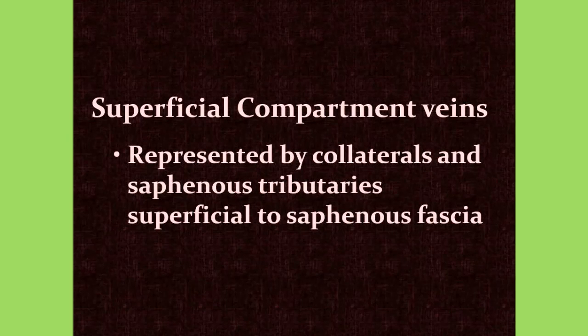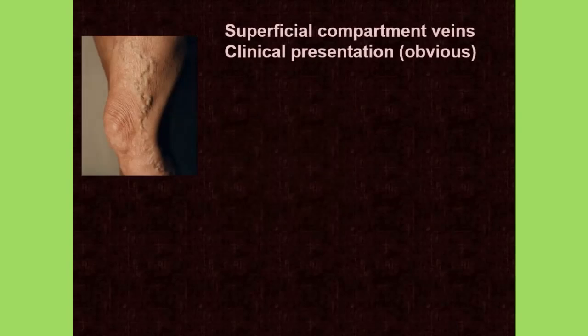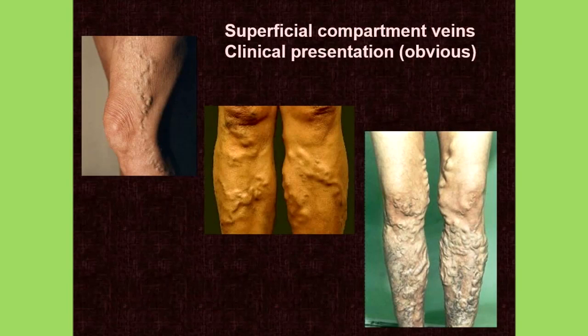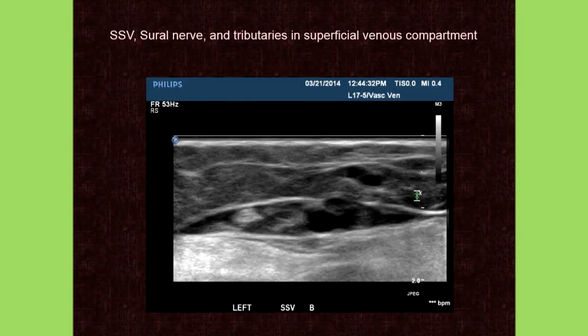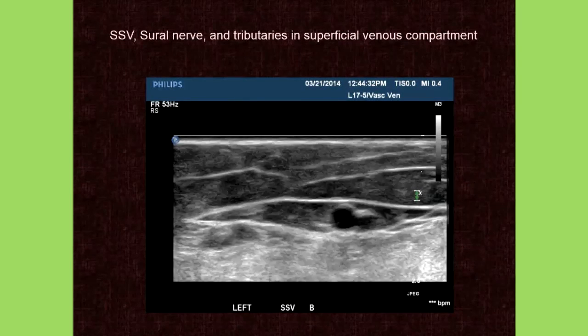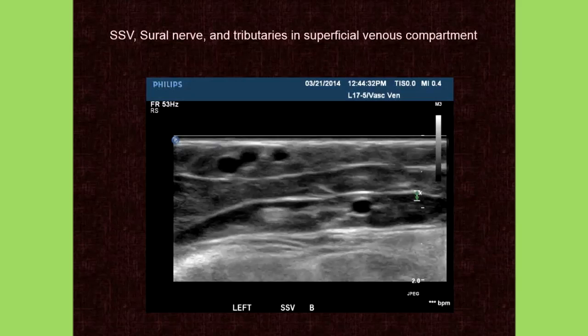And then the superficial compartment veins. These are collaterals and saphenous tributaries that are superficial to that saphenous fascia. These are some obvious clinical examples of those superficial compartment veins. This is somewhat less obvious. These are often seen only on ultrasound.